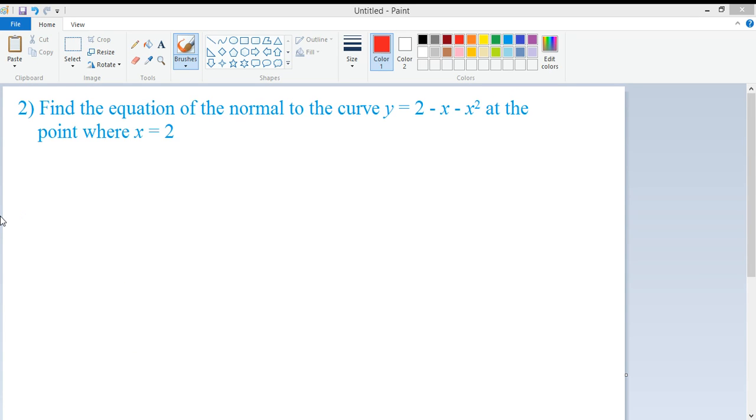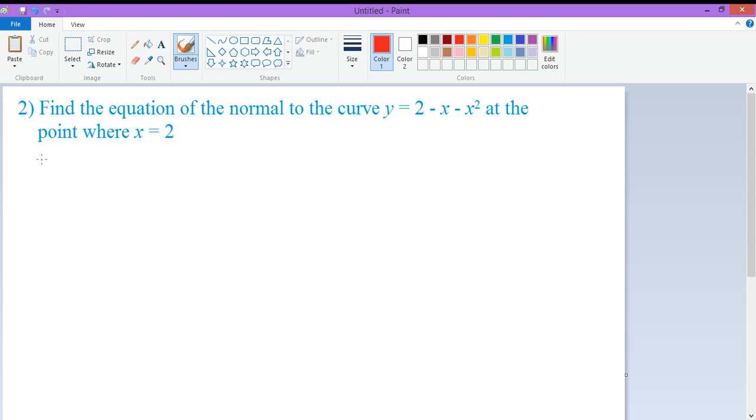Let's look at another question. Let's look at the second question for the day. We are going to find the equation of the normal, this time only the normal, to the curve y is equal to 2 minus x squared at a point where x is equal to 2. Good. So let's begin.